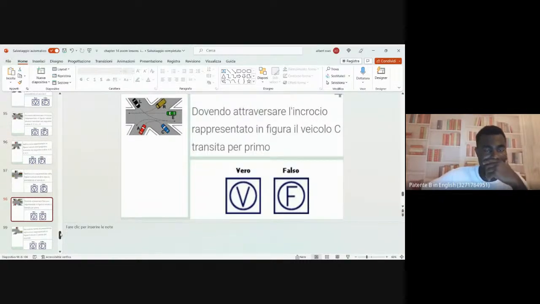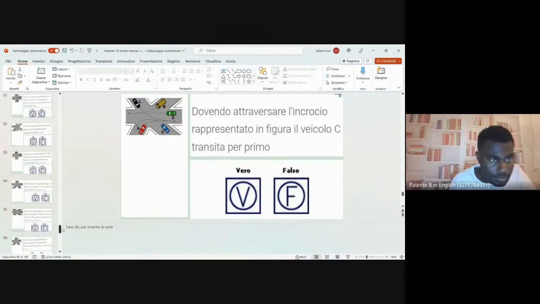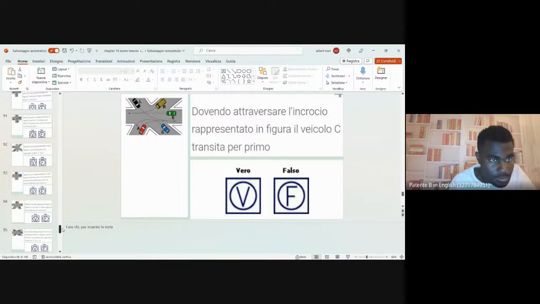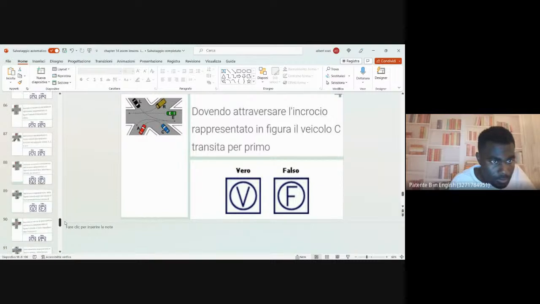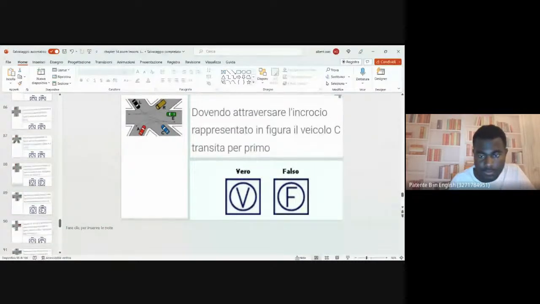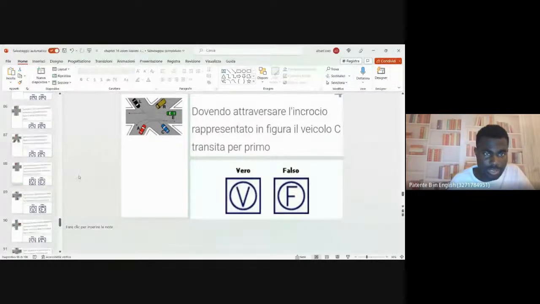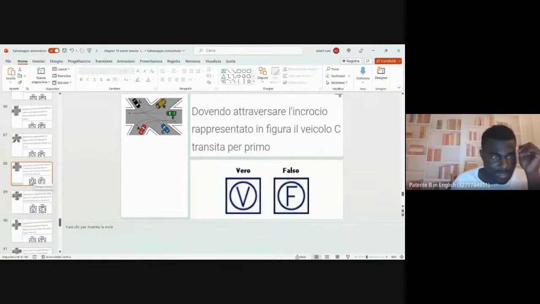And guys, the answer to this question is easy. And indeed, the answer to this question is true, guys. C is the first vehicle to go. After C is gone, then A will follow, L, R, and then E.